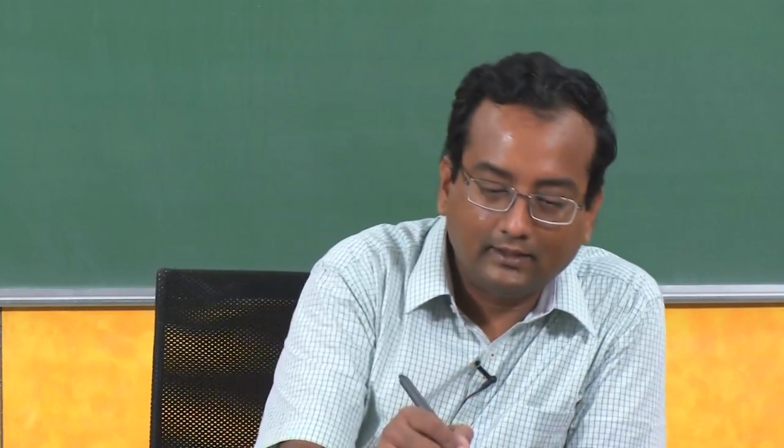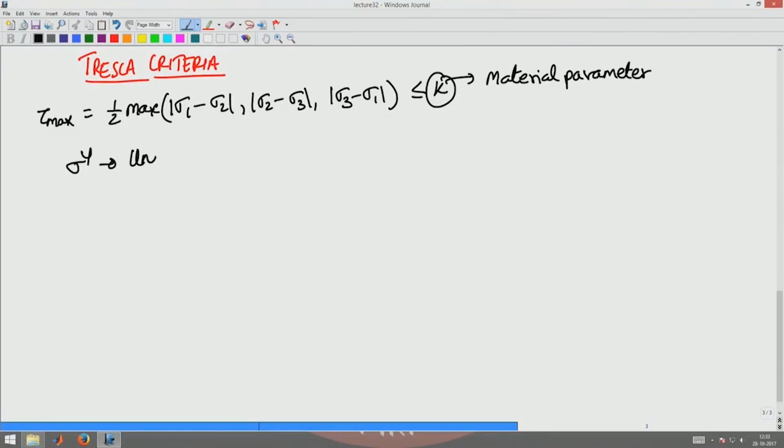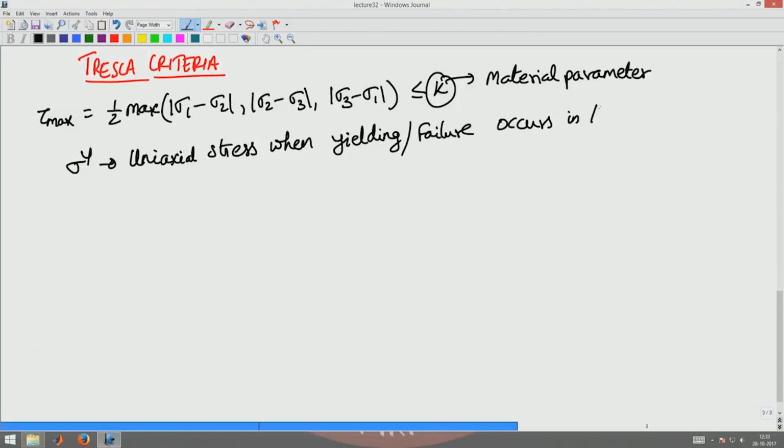So, let sigma y represent the uniaxial stress when yielding or failure occurs. Failure here means yielding essentially occurs in the material. Now, what is this kappa? How is this kappa related to sigma y is the question.